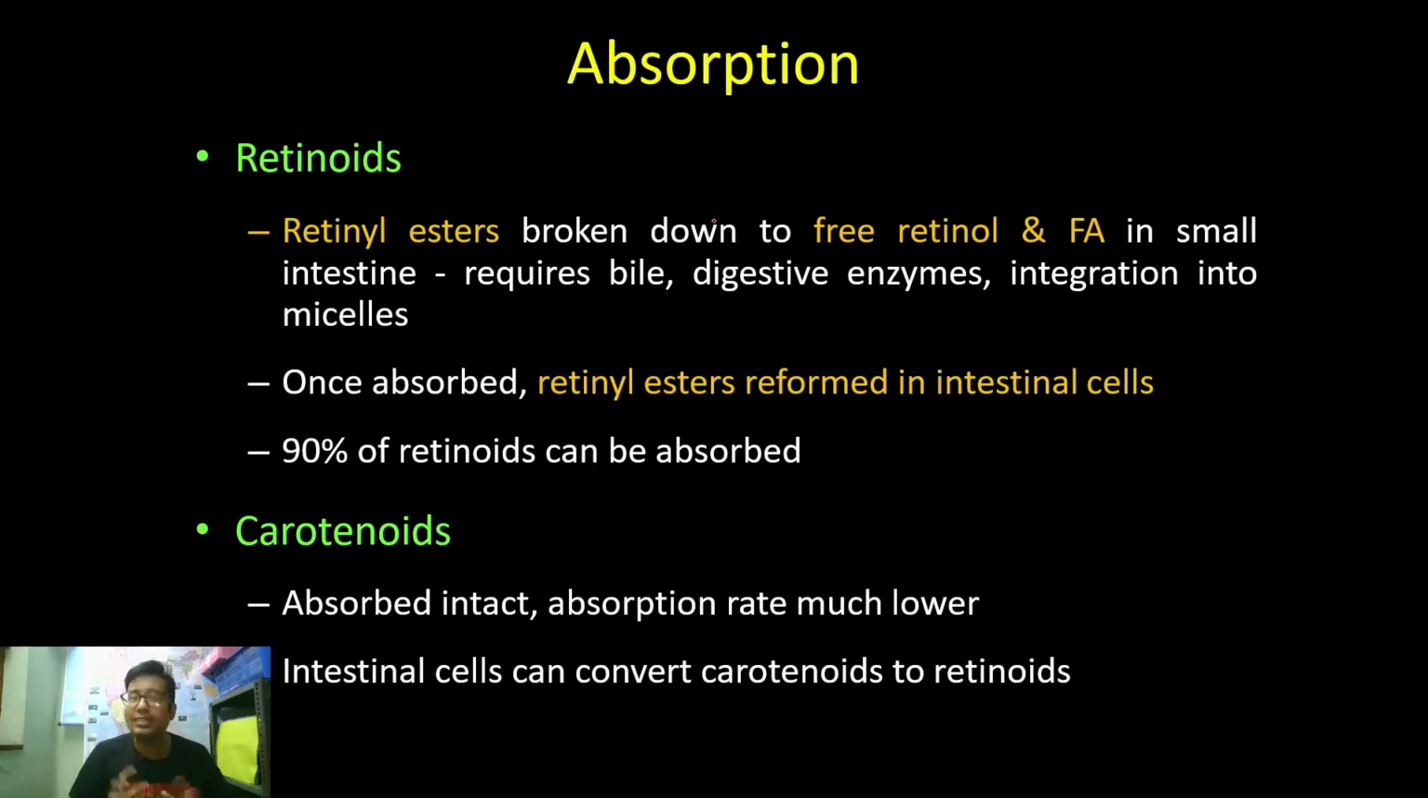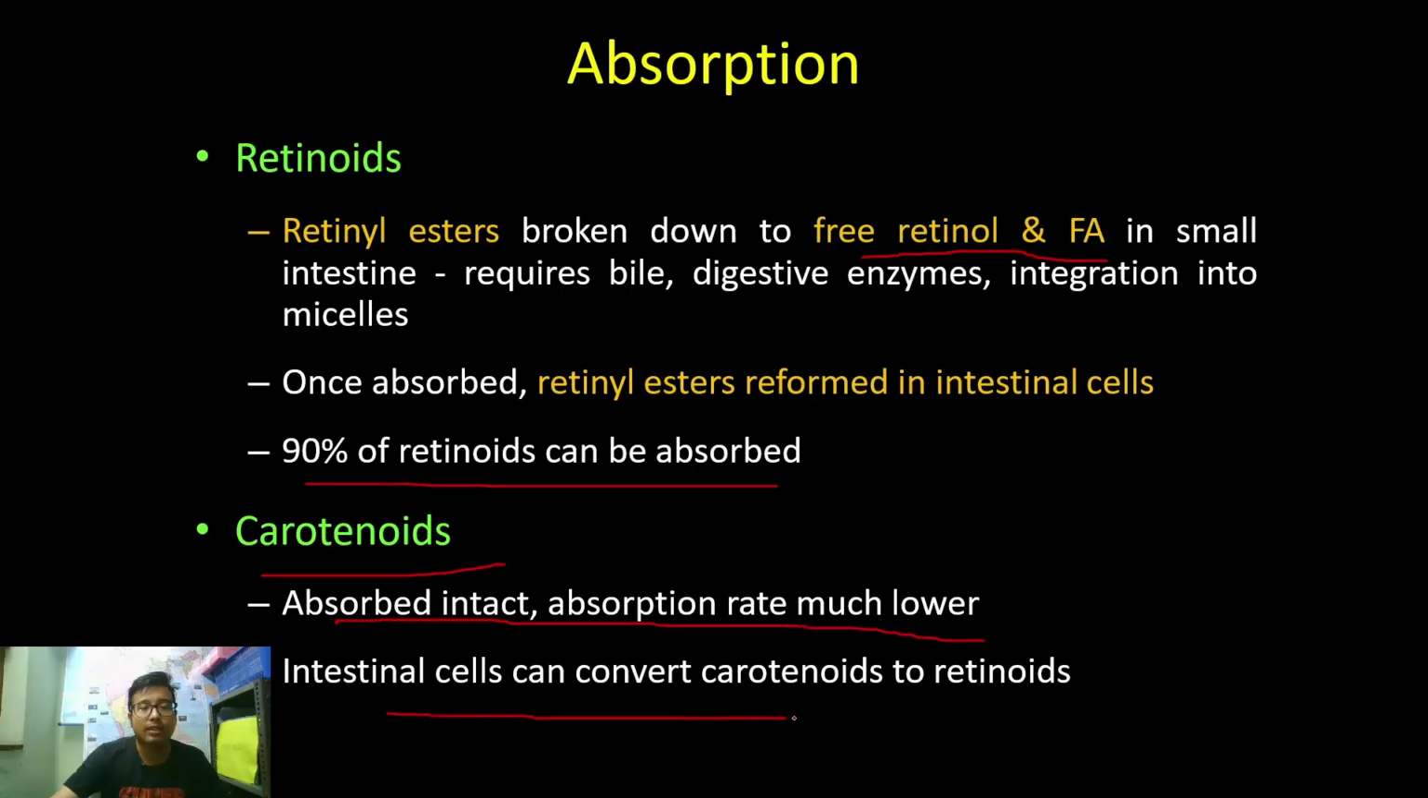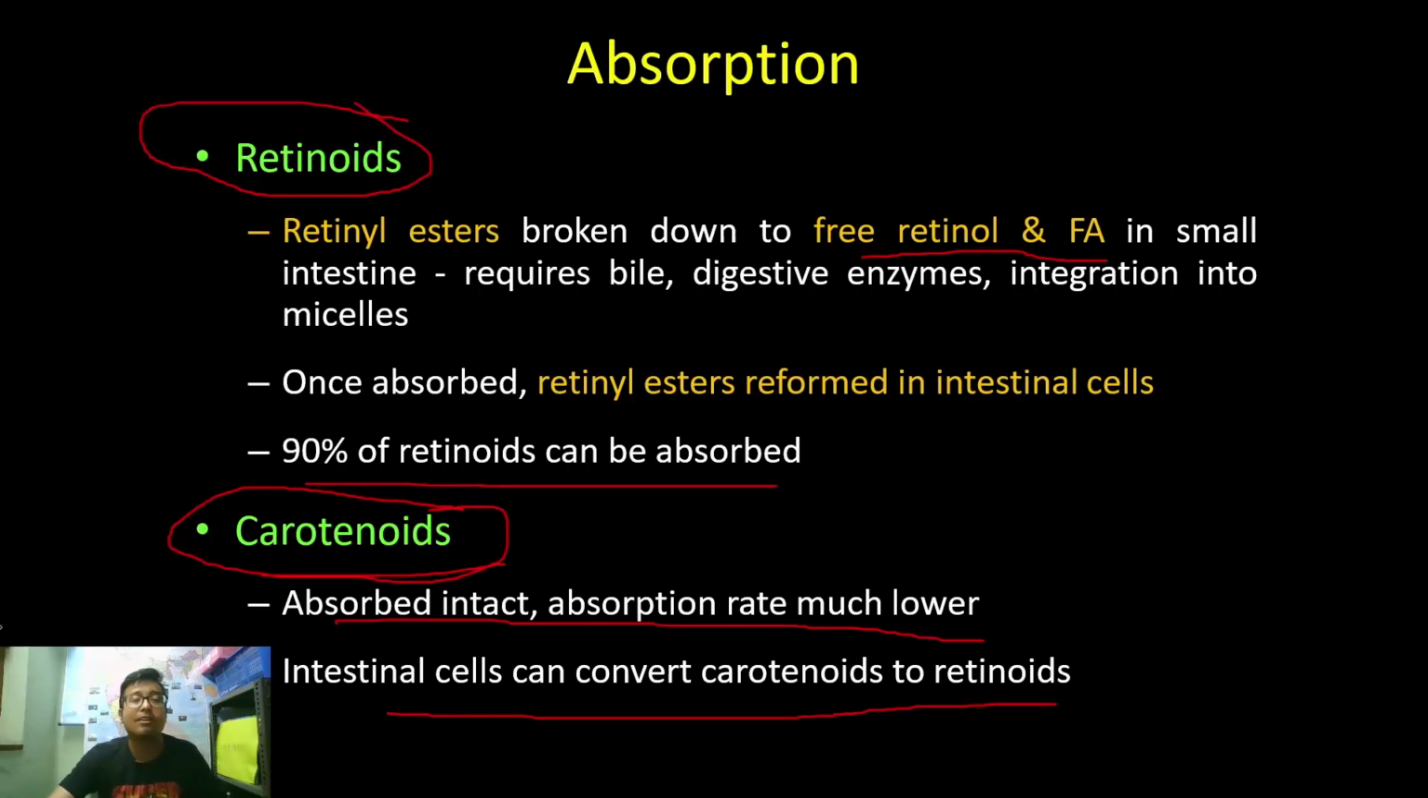Since it's a two-class series, I'll be breaking down things slowly. These retinoids are broken down to free retinol and fatty acid in the small intestine, which requires bile. This is the mechanism of absorption of plant sources of vitamin A. Those are retinoids and carotenes. First these esters are broken down into retinol and fatty acid, and then they are absorbed. About 90% of retinoids can be absorbed. Carotenoids are absorbed intact. Absorption rate is much slower, and the intestine can convert carotenoids to retinoids. So carotenoid is converted to retinoid. Remember, retinoids are more easily absorbed than carotenoids, which are available from carrot.